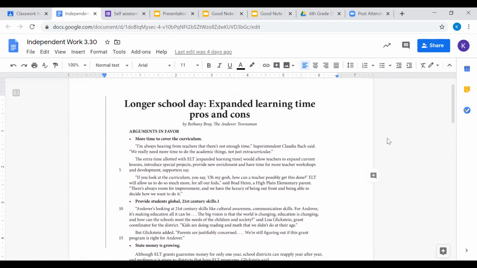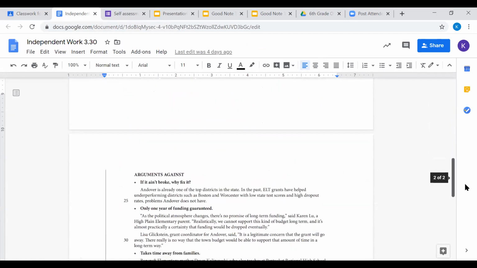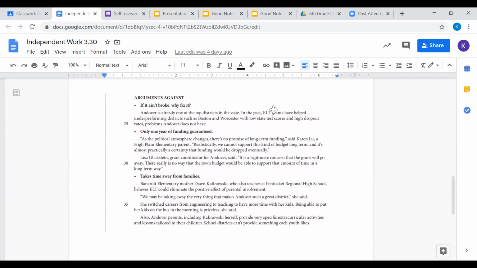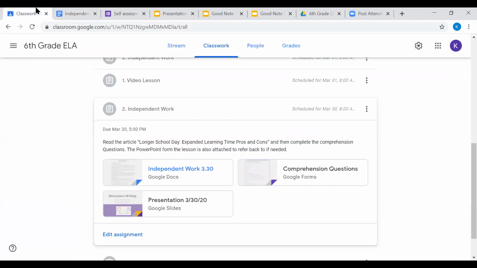longer school days. So you are going to read through. The first part is all arguments of the reasons why there should be longer school days. And then down at the bottom on the second page, it's all arguments of why we should not have longer school days. So after you read it, make sure you're taking some notes during it to help you understand the claims and the evidence that the author gives. And then you're going to go through and do the comprehension questions.